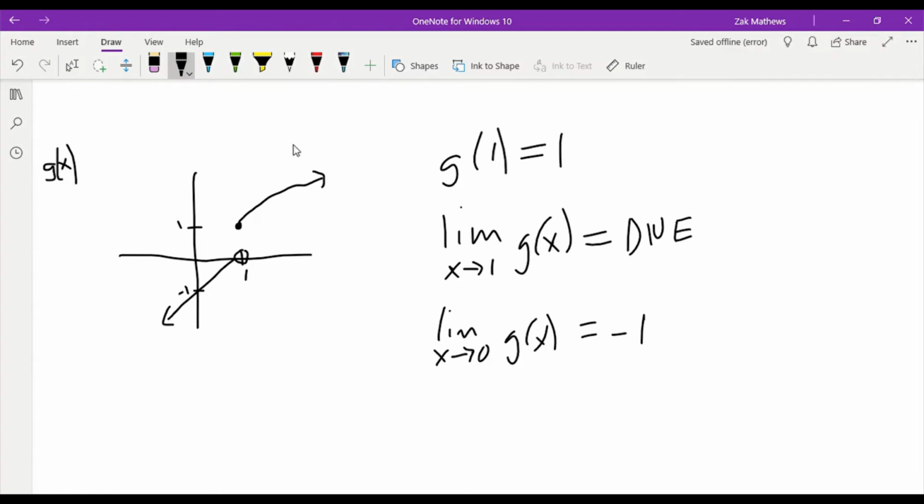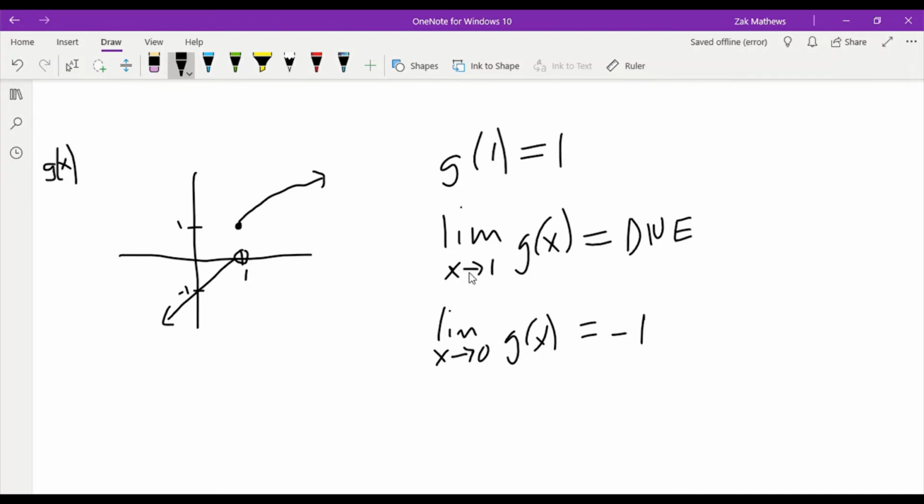So sure, this other thing is doing some crazy stuff over here. It's not attached to this other piece. I don't care what's going on over here. I want to know immediately around that 0. As I get really, really close to 0, where am I going? Negative 1. As I get really, really close to 0, where am I going? Negative 1. So it doesn't matter if there's other disjoint pieces. It just matters immediately around that section.